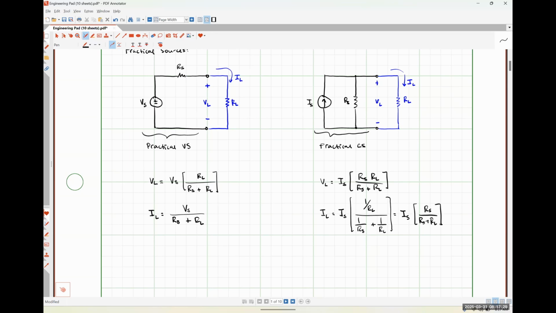So my question to you all is, under what conditions are the voltages VL equal to each other? And under what conditions are the currents IL equal to each other? So that current division relationship becomes IS times RS over RS plus RL. So anybody have any thoughts yet?